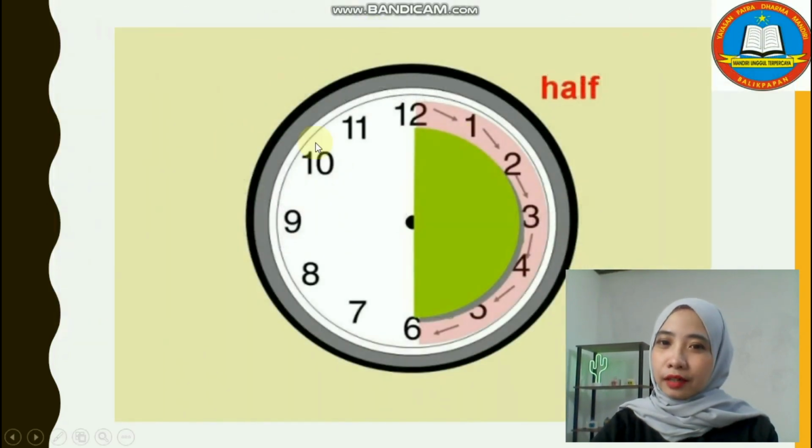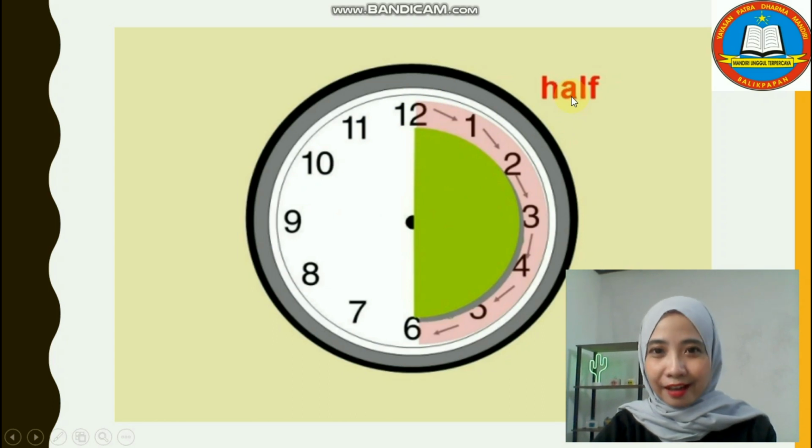Now look at this clock. The shape is circle, and if this circle divided into two parts, the first part and the second part, it calls half, means setengah. Half means setengah.